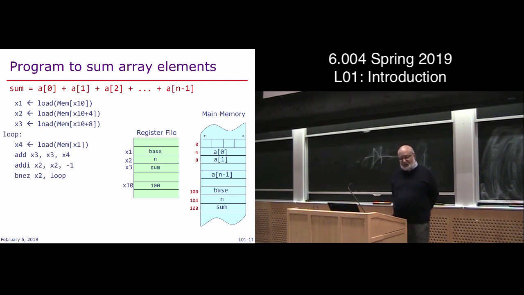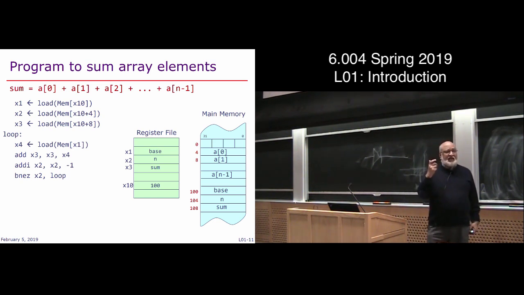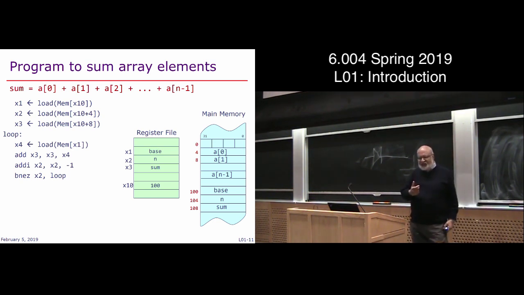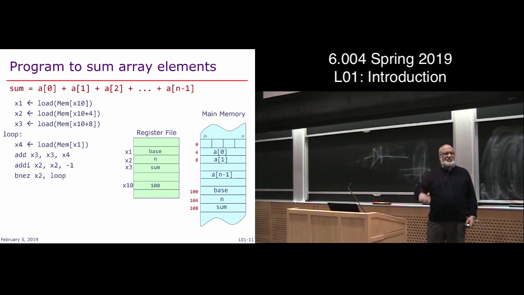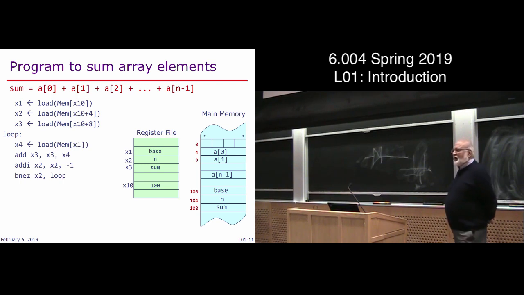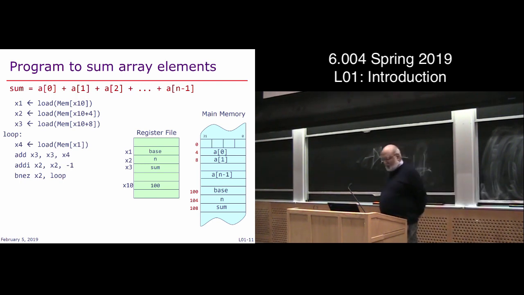x1 was the base, right? The first element of the array is in x1. So I take that. Now I have that value in x4. And what do I do? I add x3 and x4 and put it back in x3. Why? Because x3 is where I'm going to be accumulating the sum. So I've added x3 and x4 and put the answer back into x3. All right? Now I have done it.